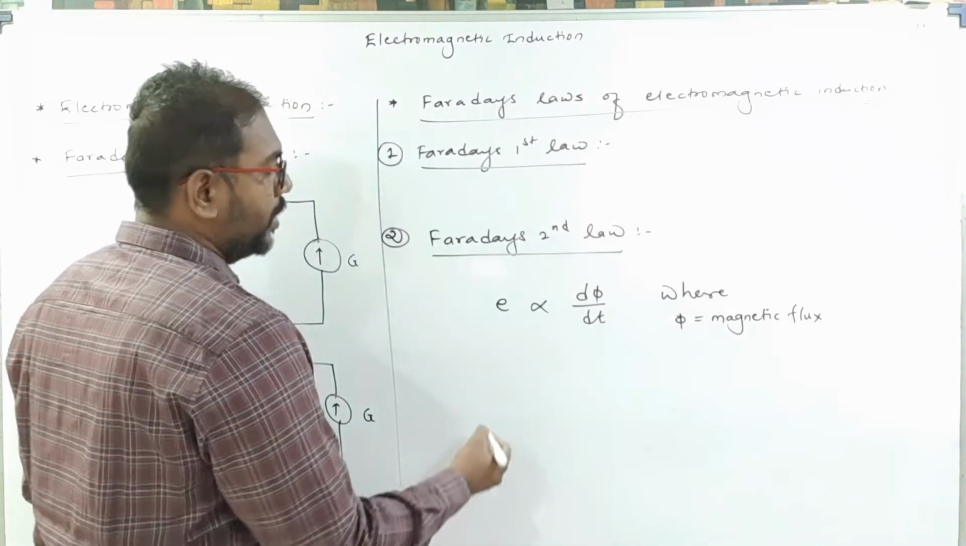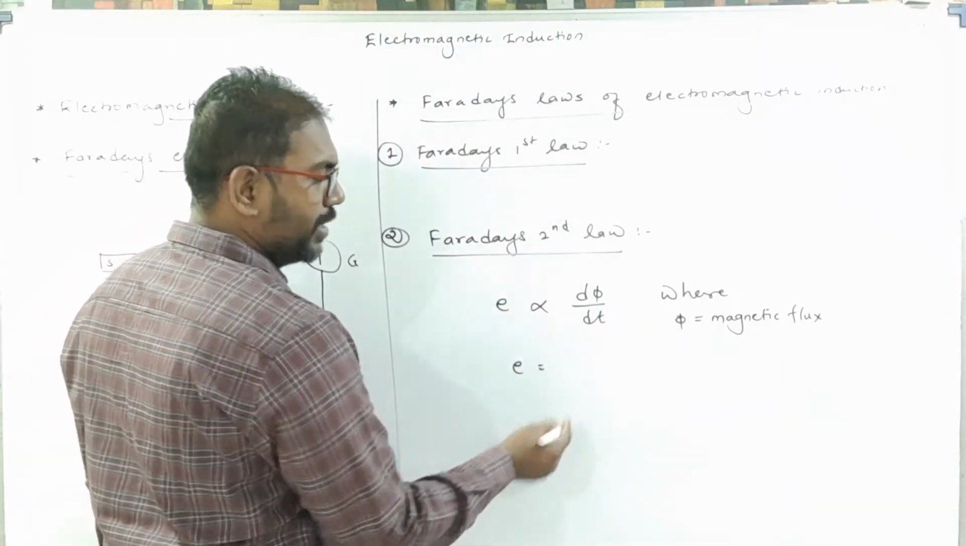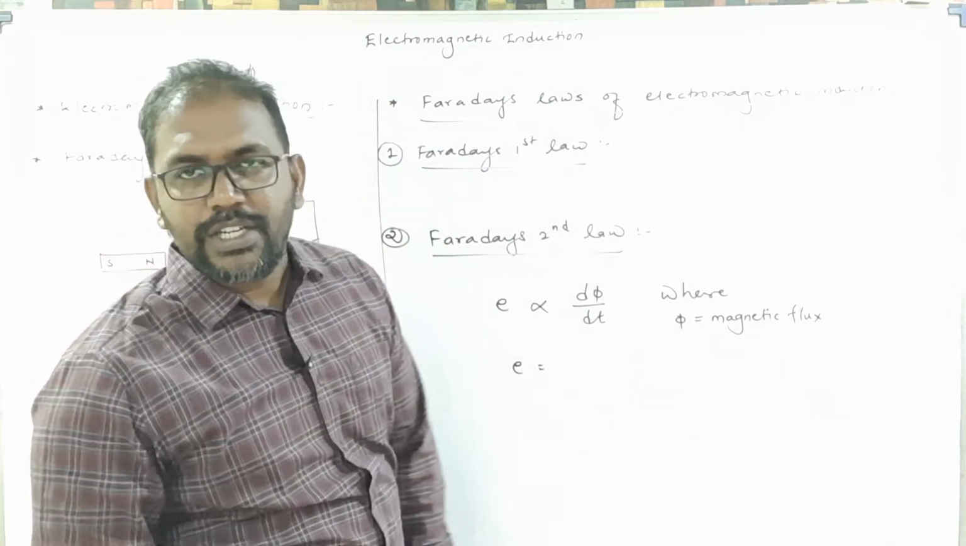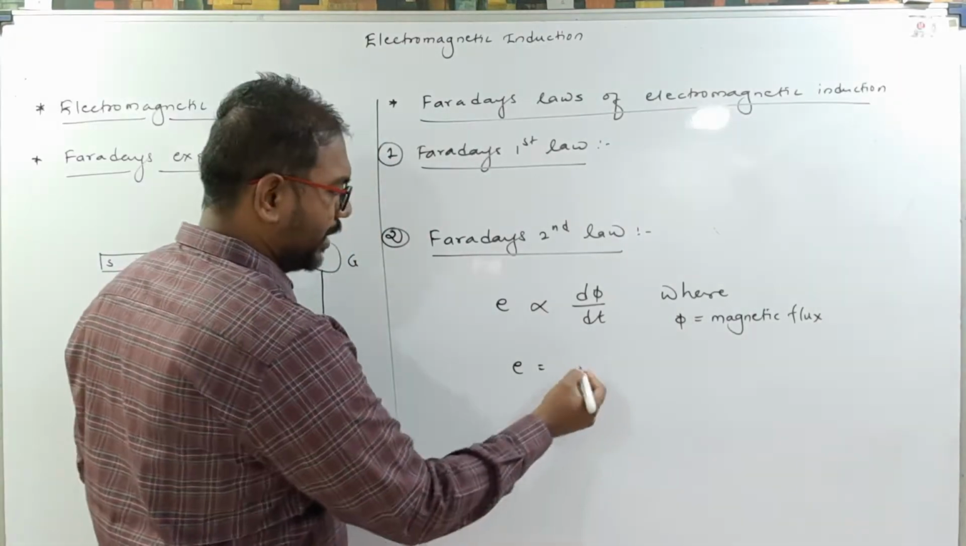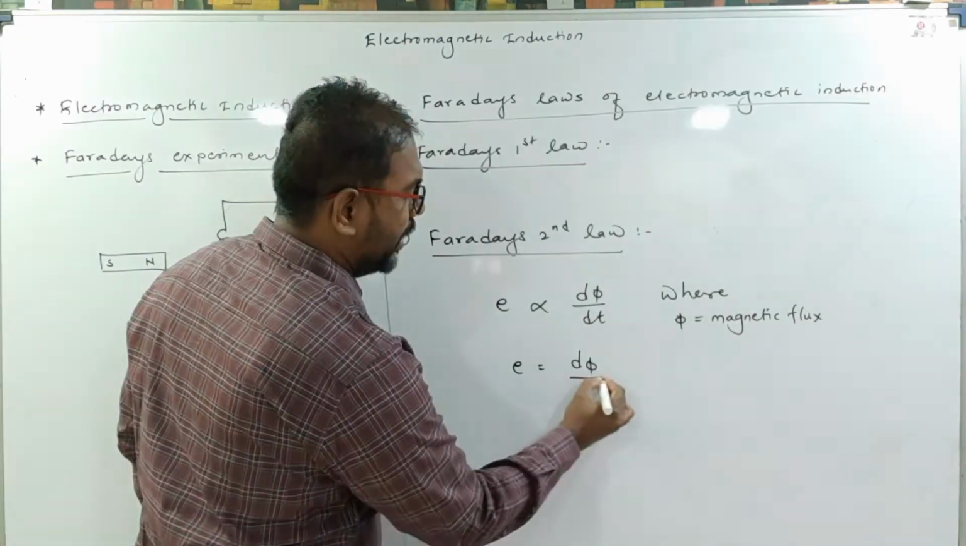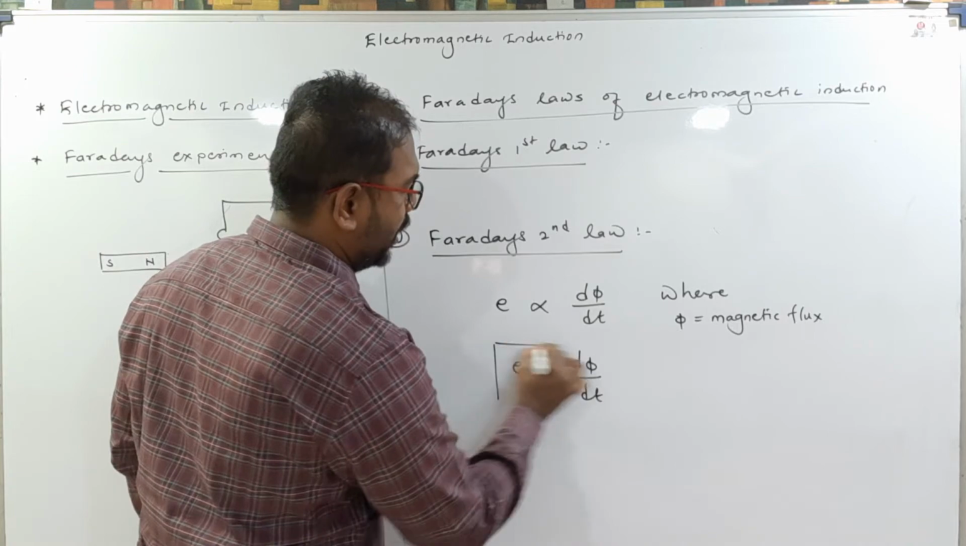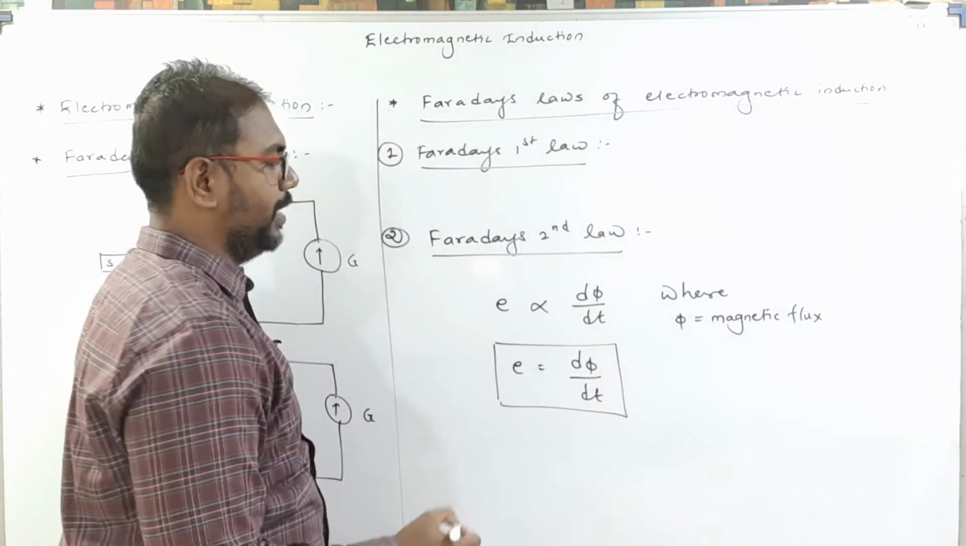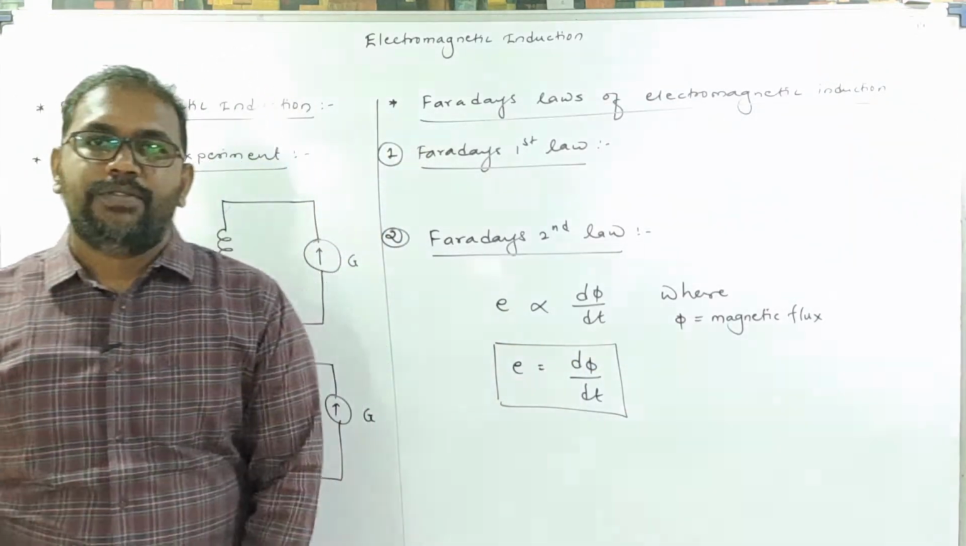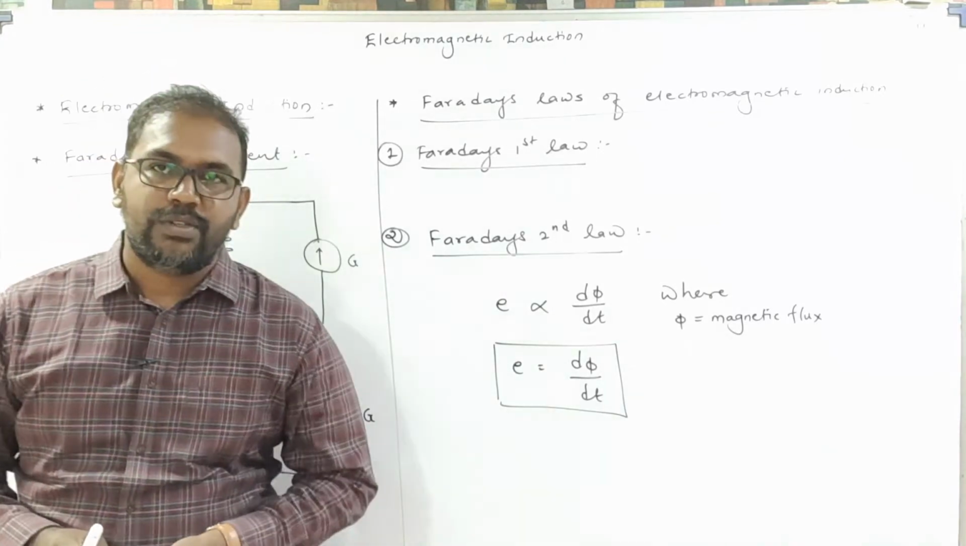associated with the coil. Now here I can write a constant K, but the constant in this case has a value of 1. So I can directly write 1, and we get d phi by dt. So EMF induced is given by this formula. This is Faraday's law. I hope everyone understood this Faraday's law.